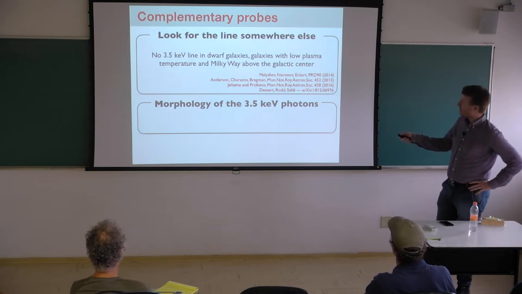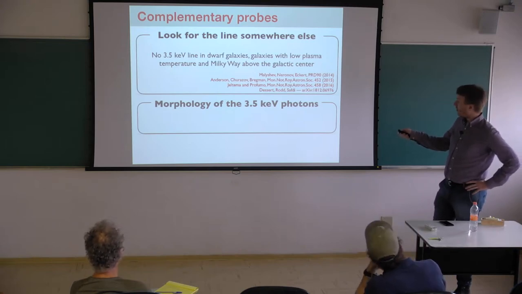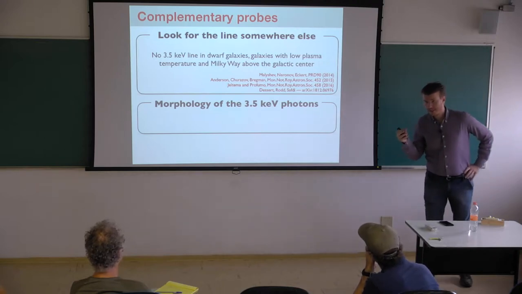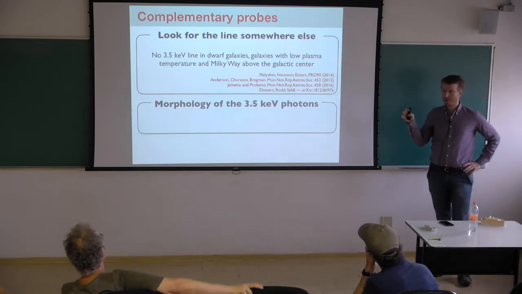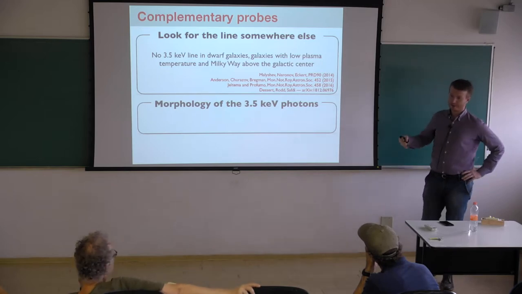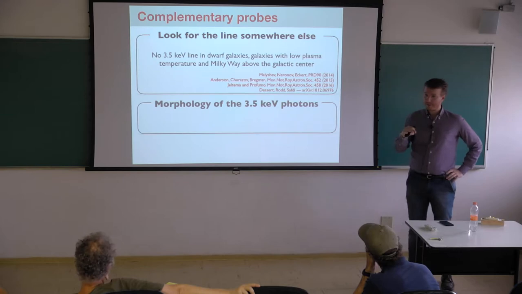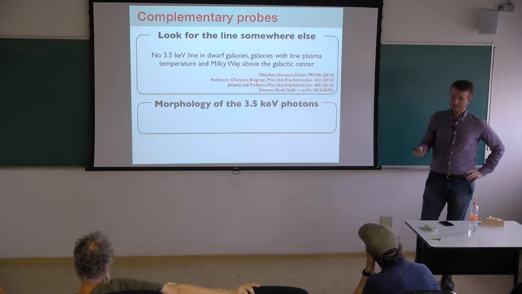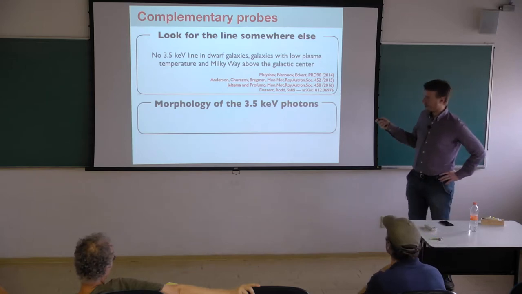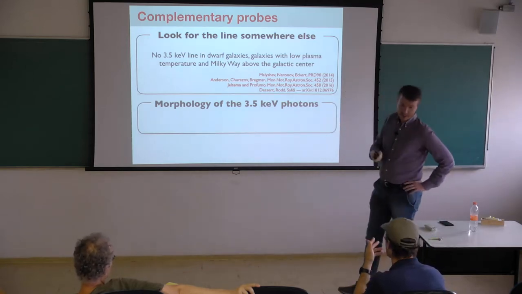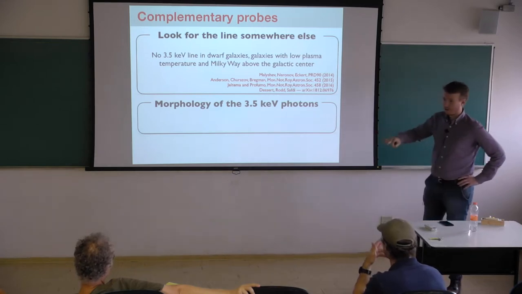Okay. So no line in the dwarf galaxy. Now, you look at galaxies where there is a plasma, but the plasma temperature is much, much smaller than the one of the Milky Way, for example. As I mentioned, the potassium brightness has a very steep dependence on the temperature. So if you look at some cold environment, you don't expect any line from the potassium, but you still expect lines from dark matter. And of course, no line there.